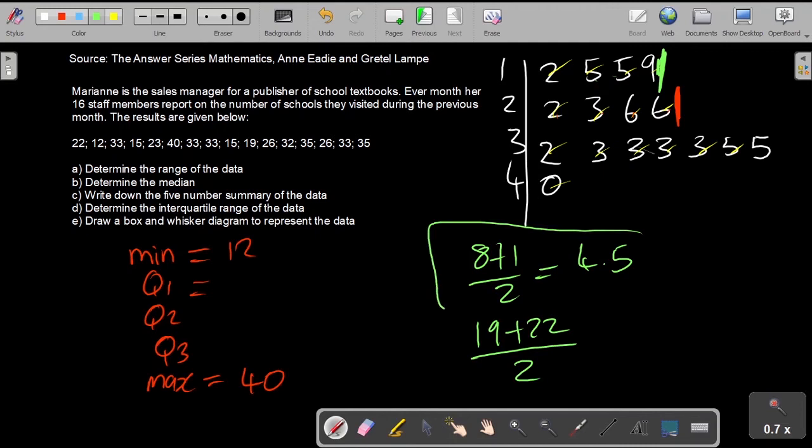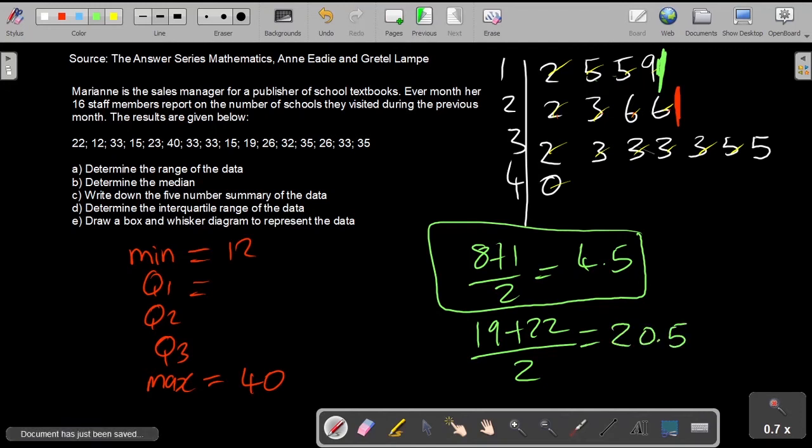So this computation there is just to find the position of your median, but this at the bottom is to find the exact answer of your median. And you have to do this whenever you have an even number of elements. So this will be a Q1, 20.5. And Q2 is the median.